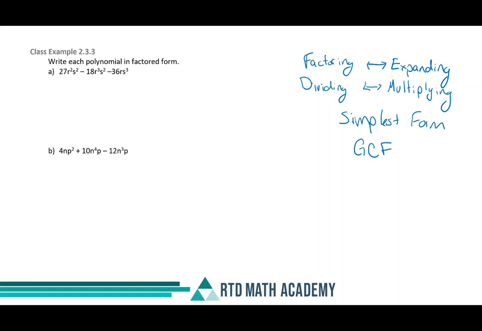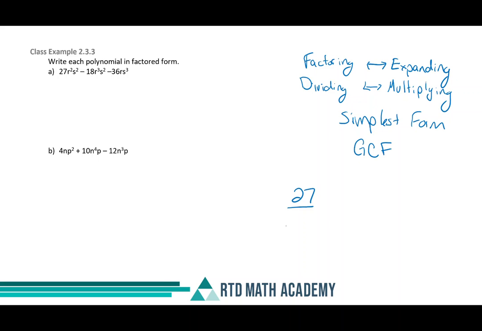So let's try and find the greatest common factor for question A between 27r squared s squared, negative 18r cubed s squared, and negative 36rs squared. Now the letters I think are a little bit easier. We're just going for the maximum amount of the letters, but the numbers themselves always get a little bit trickier. So usually I put the numbers off to the side here.